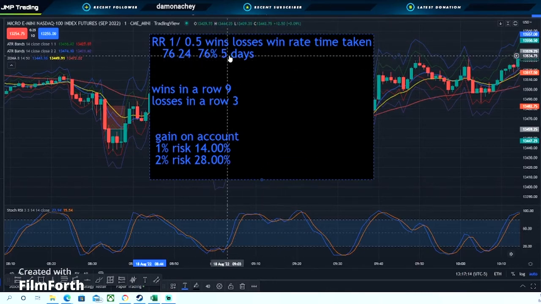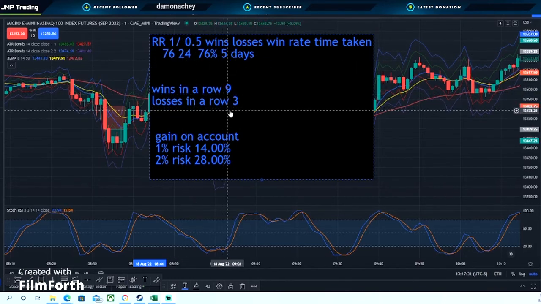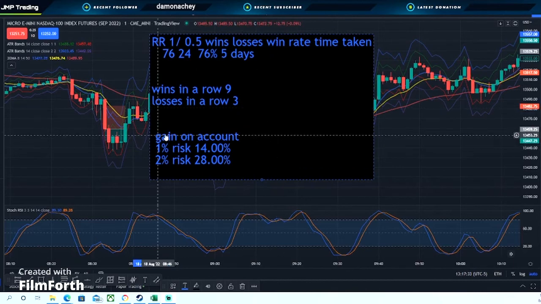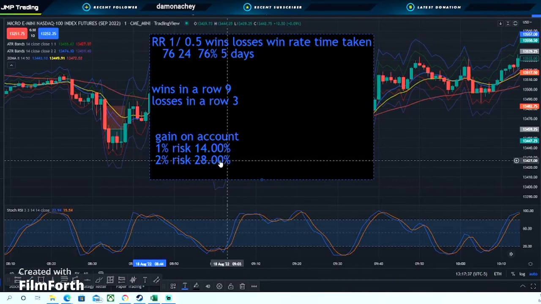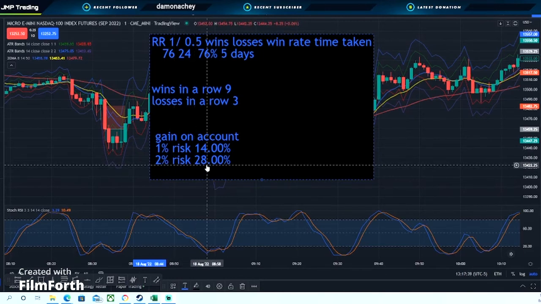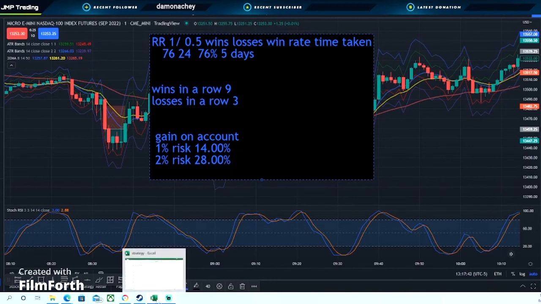The time taken for the 100 trades was 5 days, and this is just trades taken during regular market hours. None were taken in the after hours session or overnight session. Most wins in a row was 9. Most losses in a row was 3. Gain on the account, if you're risking 1%, is 14% gain, and if you're risking 2%, 28% gain on the account. So let's go over to the spreadsheet.